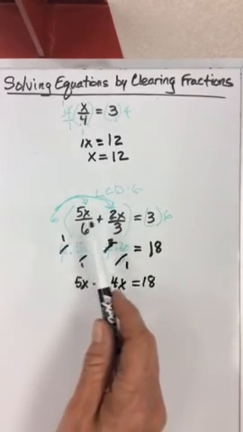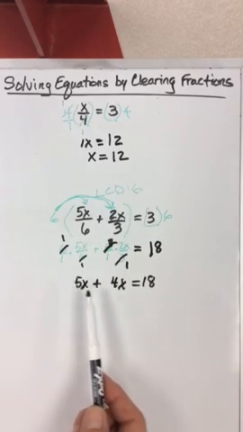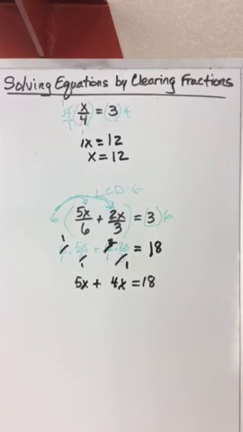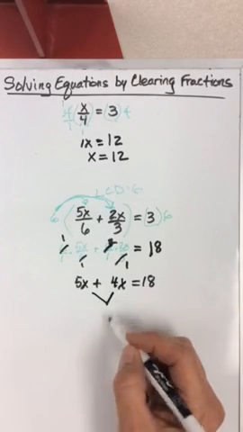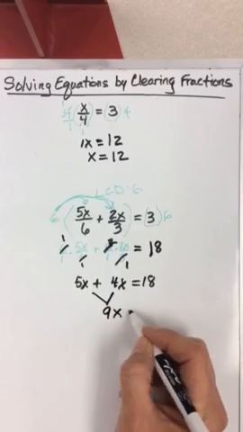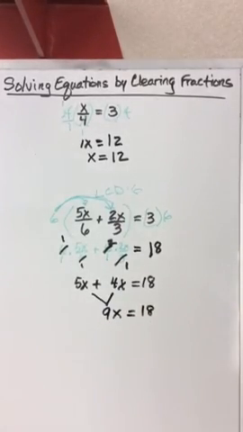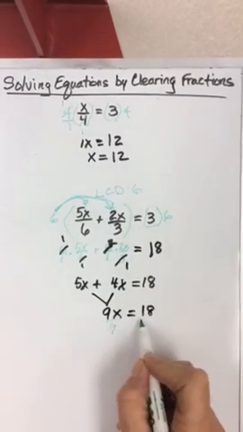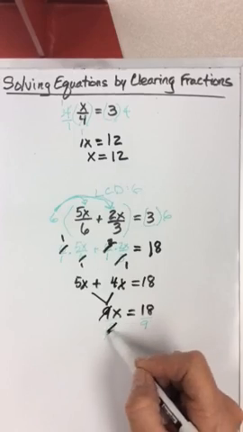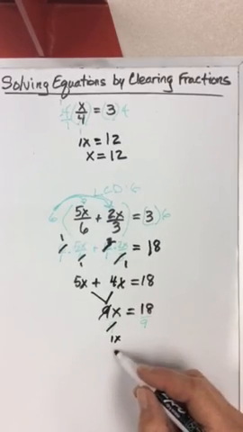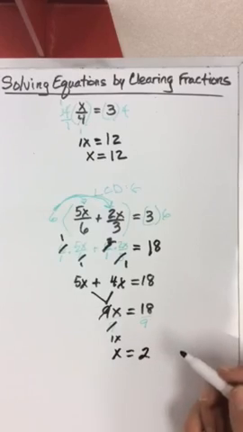I multiplied every one of these things by 6 on both sides of the equation to keep it balanced. Now I have an equation with no fractions. That's what we call clearing out the fractions. Now it's really easy. 5x plus 4x is 9x. That's equal to 18. Then I can divide both sides by 9. And 9 divided by 9 is 1x. Multiplicative identity says that's just equal to x. 18 divided by 9 is 2.